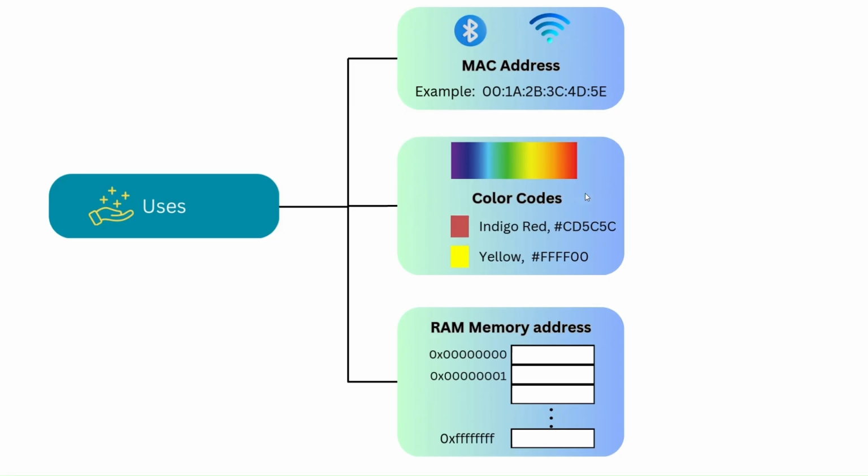And also the color codes, like we use color codes in GUI and HTML. Those codes are also represented in hexadecimal. This one is CD 5C 5C. If you see yellow, this is the code, which is also in hexadecimal. And also memory addresses, like RAM memory addresses, are represented in hexadecimal. In any system or any programming language, these addresses are always represented in hexadecimal numbers.